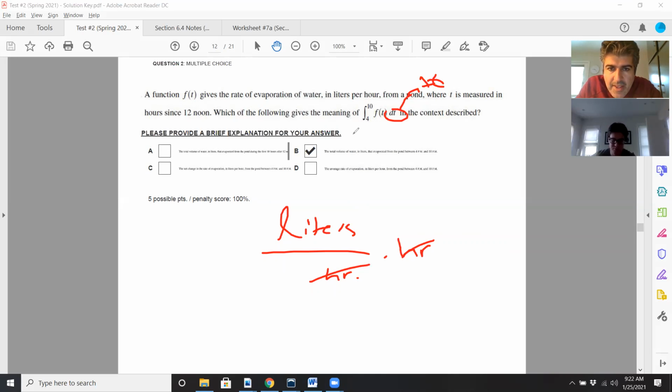Gosh, that's hard to read. It's going to be this one, the total volume of water in liters. So total volume, it's not a rate, from 4 to 10 p.m. Somebody said the total volume for the first 10 hours, but it's from hour 4 to hour 10. So it's only for a 6-hour time frame. So be careful about that.